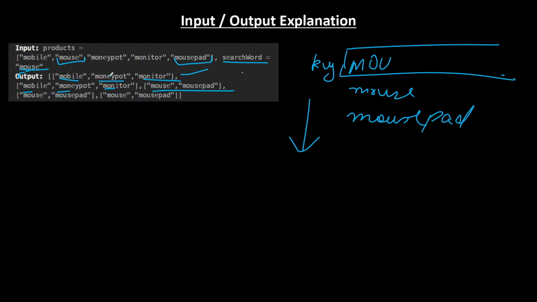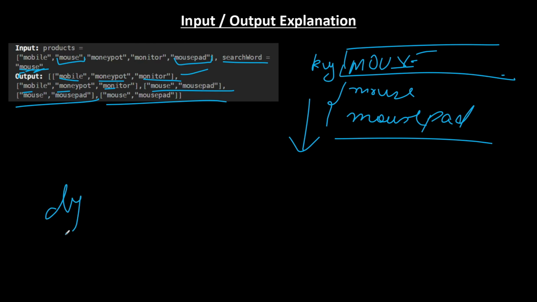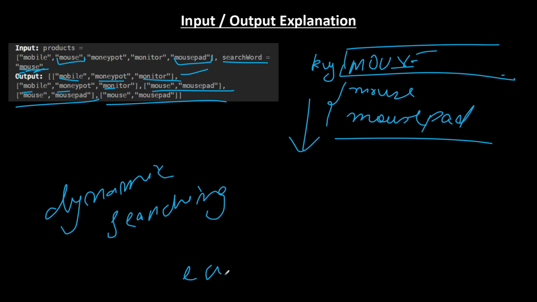Then you will type s, again this will get stored, same thing will come, right? Then again you will type e at the end, and you will get this, and this will get stored at the end. So I hope now you got that this is basically a dynamic searching, a dynamic searching kind of a thing in an e-commerce site, if you can just relate that.